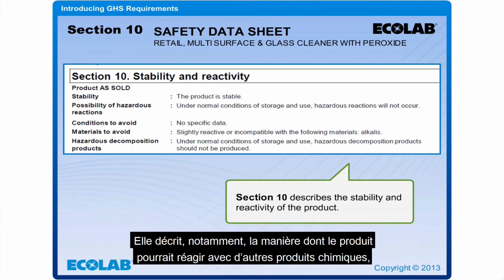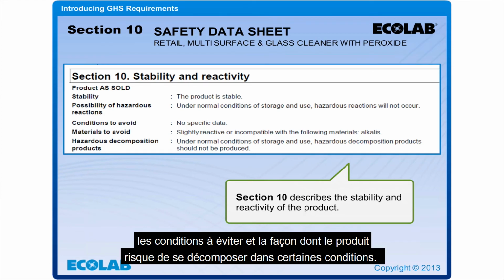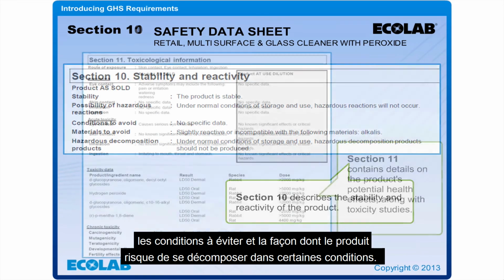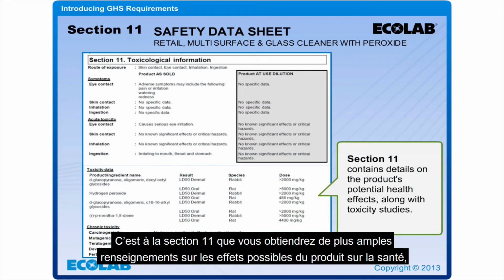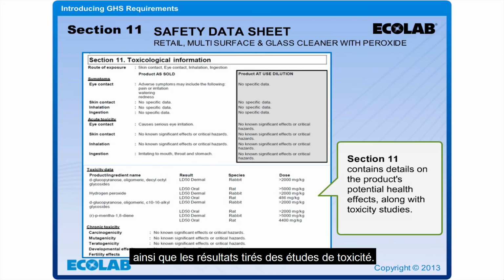This includes how the product may react with other chemicals, any conditions to avoid, and how the product may decompose under certain circumstances. Section 11 is where you can find more details on the product's potential health effects, along with information on any toxicity studies. Information includes anticipated routes of potential exposure, such as inhalation or skin contact, and potential health symptoms.